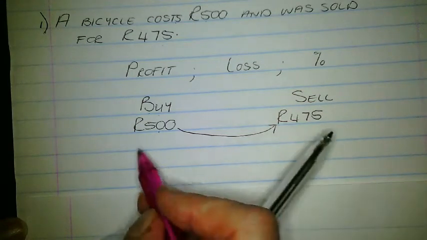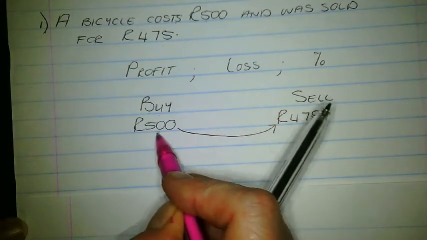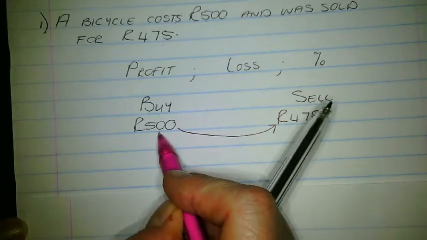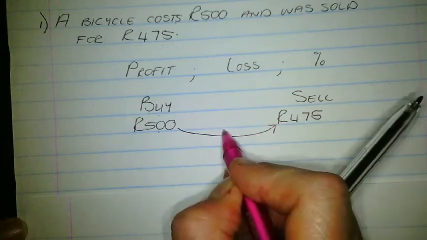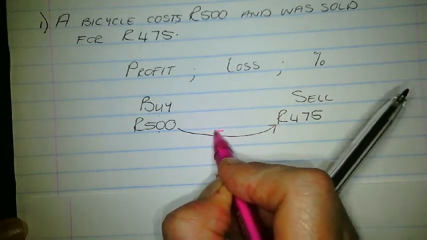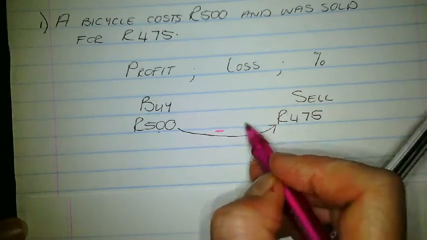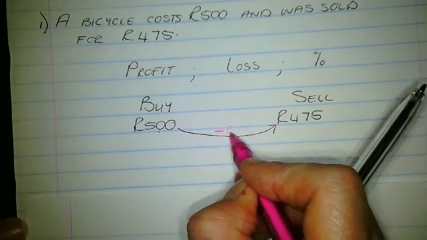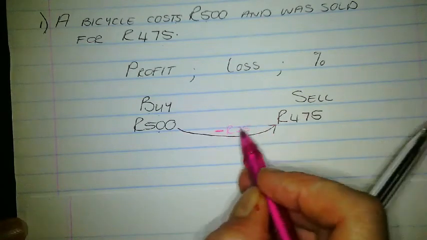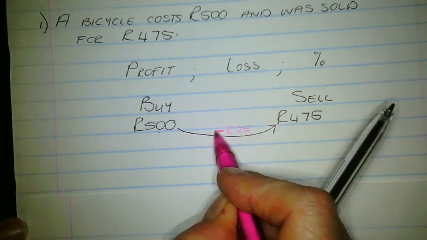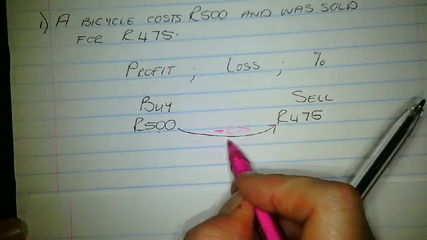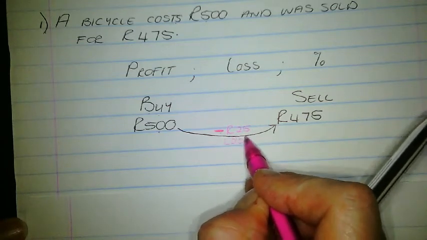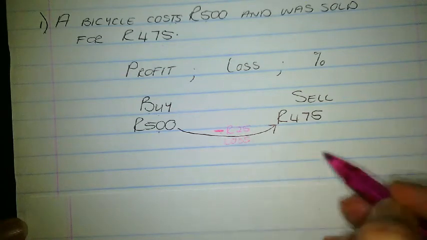In this case, the bigger number was the first one, so that is the bigger value. So to get to the selling price, I had to subtract. And what is the difference between these two numbers? And that was 25 Rand. So I made a loss because it's a negative thing. I lost money. So that is the way you will be able to tell that it was a loss.